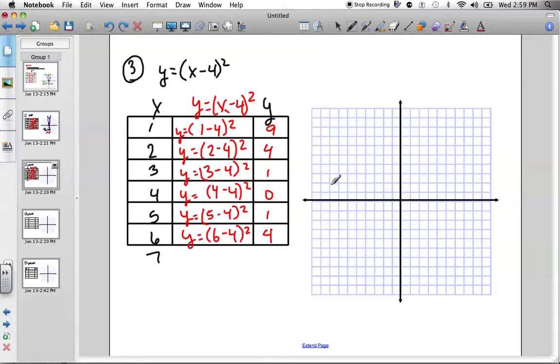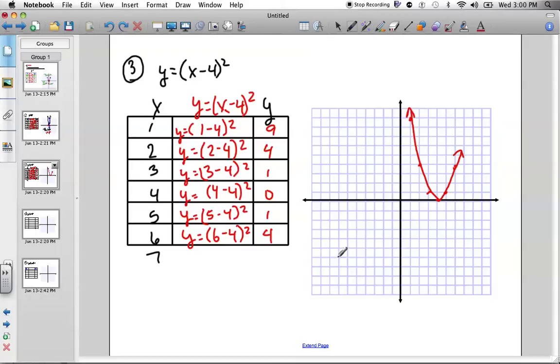And there we go. And we can go ahead and plot these. 1, 9 is your first ordered pair. 2, 4. Next ordered pair. 3, 1. 4, 0. 5, 1. 6, 4. And we can go ahead and connect our points. Make sure you put the arrows on these.